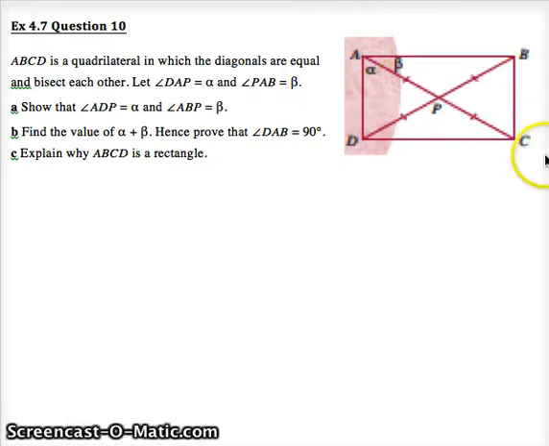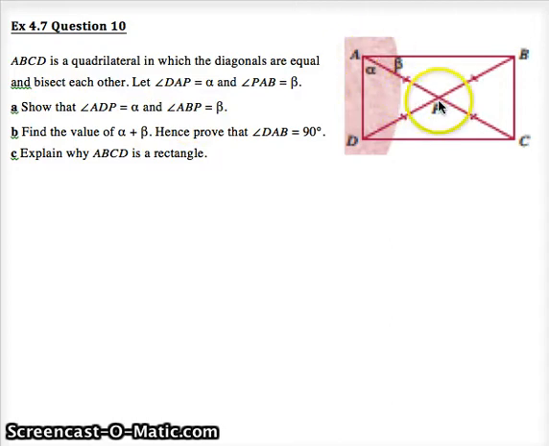So all we know is that it's a quadrilateral, but we have been told that the diagonals AC and BD are equal, and that they also bisect each other. Hence they've got the little markings that AP equals PC and that DP equals PB, but all of those four intervals are equal to each other. Now they've let angle DAP equal alpha and angle PAB equal beta. Now in part A you have to show that angle ADP is also alpha.